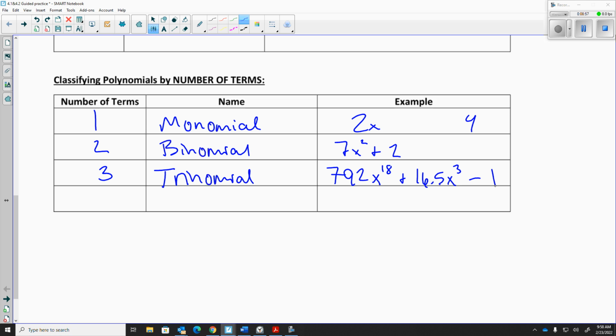And again, they get to 4, and they think, well, I don't really know what to say. So they gave up. Polynomial. So anything bigger than a trinomial is just a polynomial. So 5, 6, 7, doesn't matter. Anything bigger than 4 is just a polynomial.